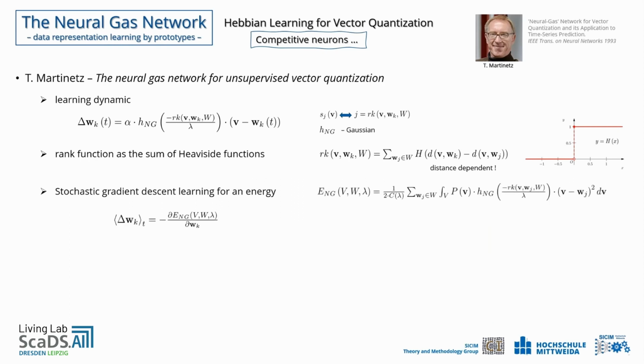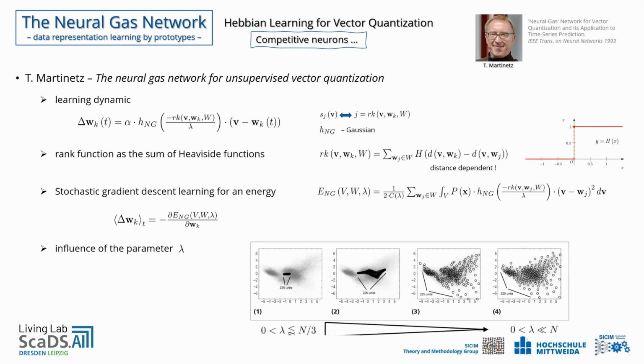And it can be shown that the average learning rule is just following a stochastic gradient descent learner on an energy function. And this energy function is influenced by a parameter lambda, and this parameter lambda can be seen as a temperature, because the weight vectors in this model can be interpreted as gas particles, and the gas can spread better into the data space if we have low lambda values, and this relates to high temperature. So this drastically improves K-means learning.